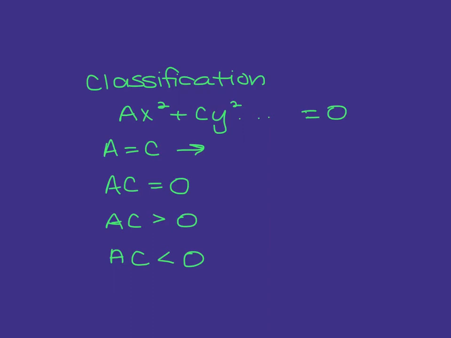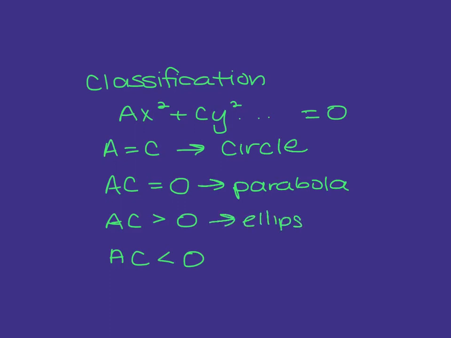In that case, if a equals c, what kind of conic is it? Circle. If a times c is 0, what kind of conic is it? Parabola. That means one of them is missing, right? If you only have one squared term, it's a parabola. If a times c is bigger than 0, ellipse, good. And if a times c is less than 0, hyperbola.